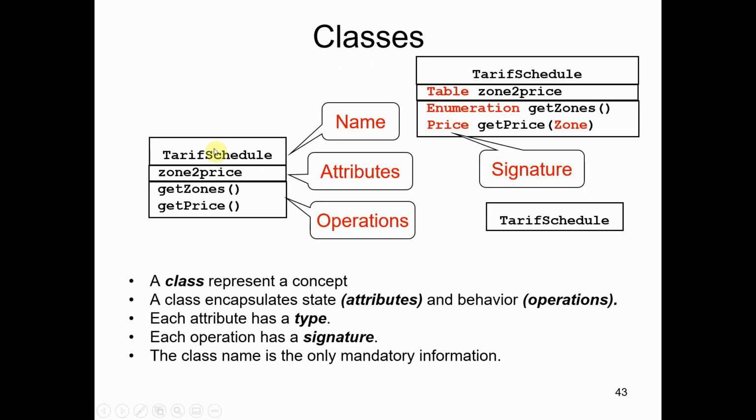A class contains a name, attributes, and operations. For the operation, we need to give the signature, to tell the return value, the name of the method, and what parameters and parameter types are included in each operation.